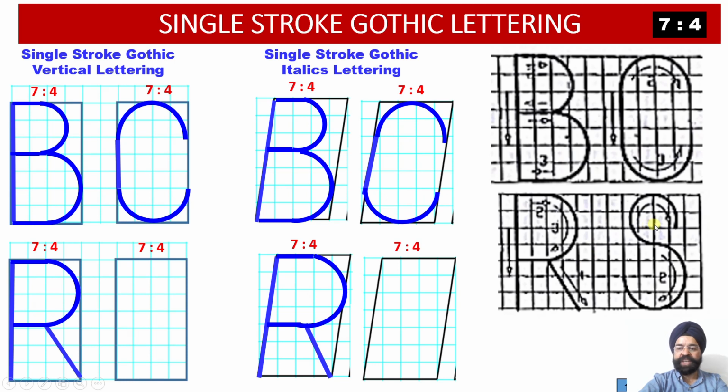Now S is special. In case of S, you can see the width is 4 blocks, but just like B, so B had 3 blocks of the upper cup and 4 blocks of the lower cup. Same way, in case of S, once again you can check, the upper cup is smaller and the lower cup is the bigger one.